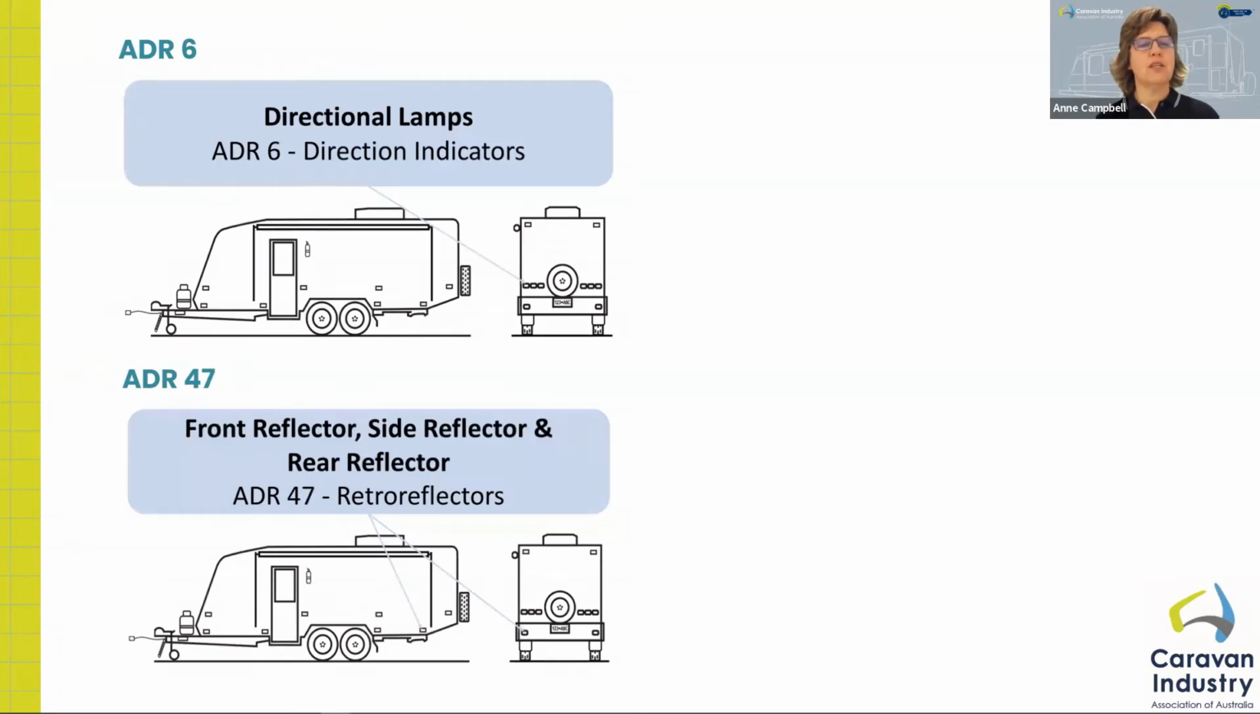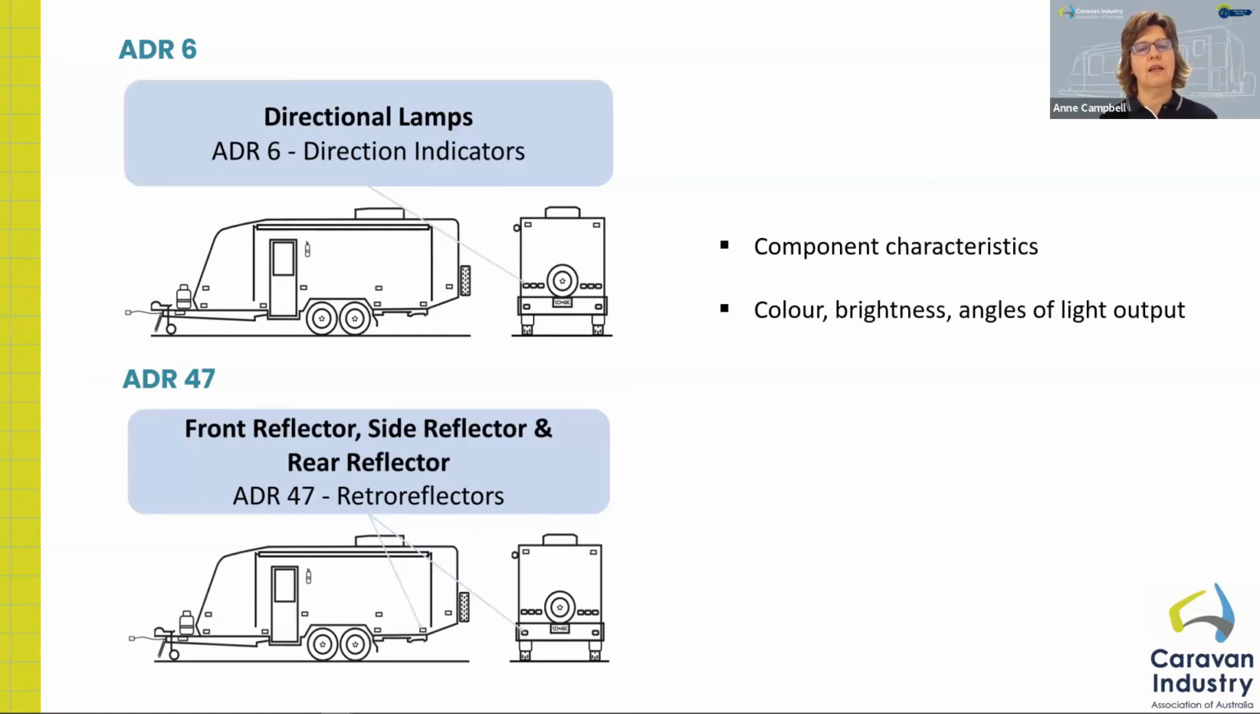So let's look in a bit more detail at some examples. Here we have ADR 6 and ADR 47. They're both specific ADRs that relate to lamp and reflector components, direction indicator lamps and retro reflectors, front, side and rear reflectors. So these ADRs contain component characteristics. So it's all about the colour, brightness, angles of the light, all that sort of thing of the component in its own right. So these are ideal ADRs to provide a component type approval as your evidence.